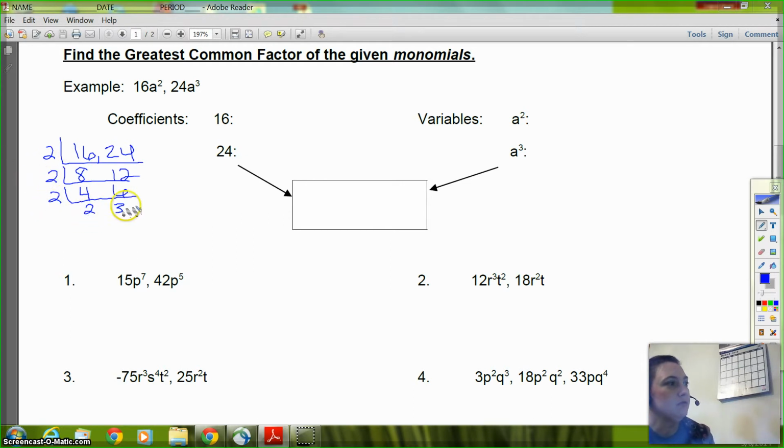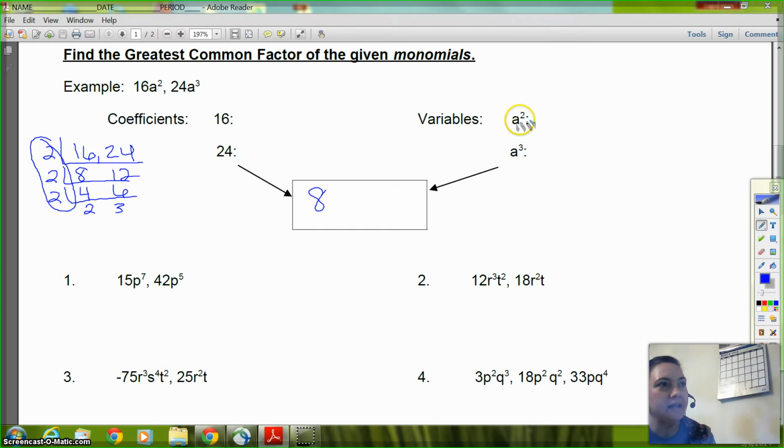Okay, well I'm not going to be able to divide by 2, and 3 doesn't go into both of them. 3 would have been my next prime number. So that means that these are my factors, and I'm going to multiply them together. So 2 times 2 times 2, and that gives me 8. So coefficient-wise, they have an 8 in common.